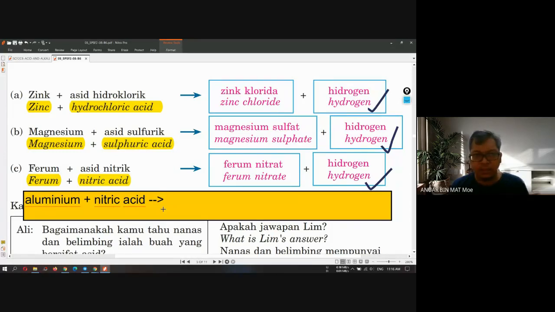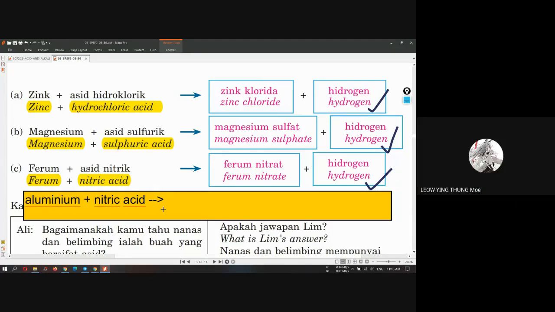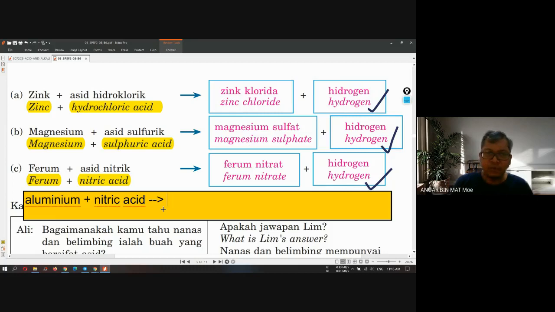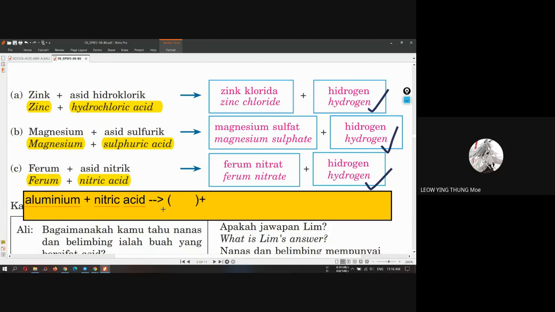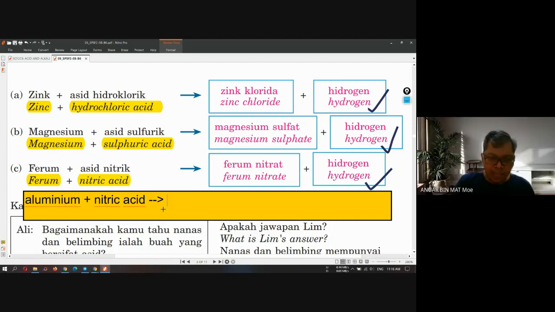Anybody? Based on the above example, same. Ferrum. If I use aluminium, which is a metal, when I put it into nitric acid, it will become what? Aluminium nitrate. It will become aluminium nitrate plus what? What is the gas? Hydrogen. Yes, hydrogen.